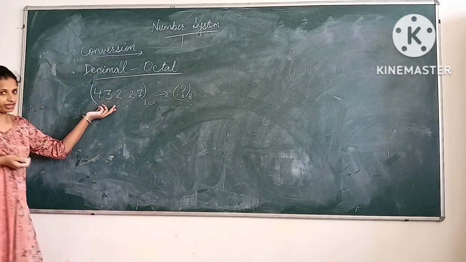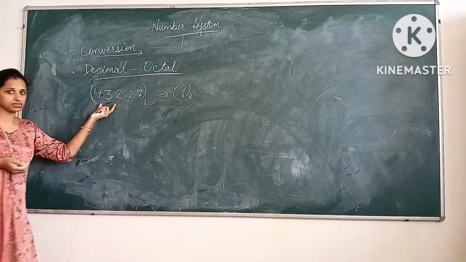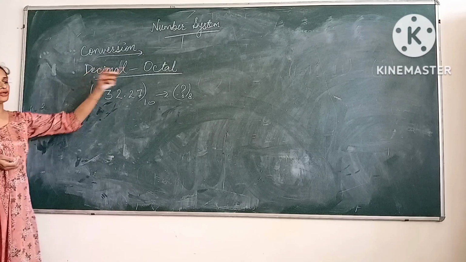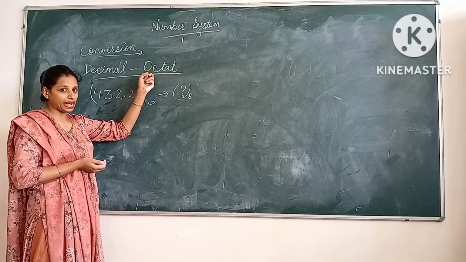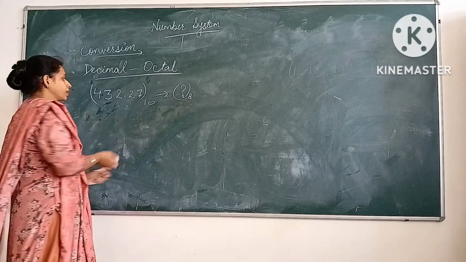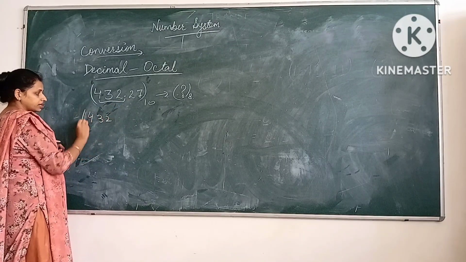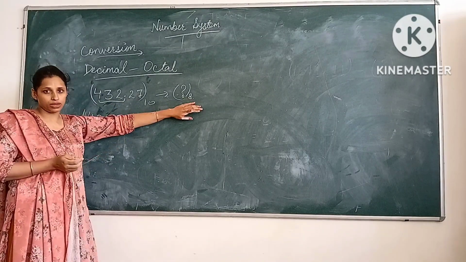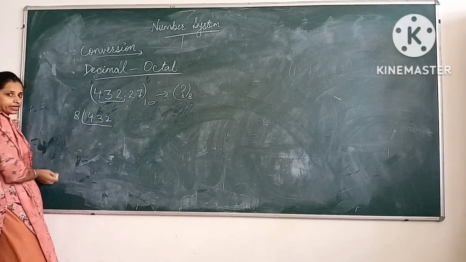This is a decimal value and we have to convert it into octal. So, same process as we converted decimal into binary. There we used base 2 for the binary number system, but here we have to use base 8 for the octal number system. Before the point, the number is divided by the base of the other number system. Here that is 8, so we have to divide it by 8.